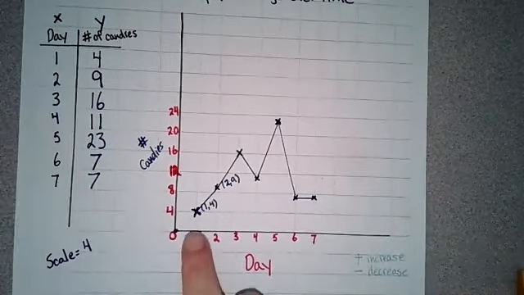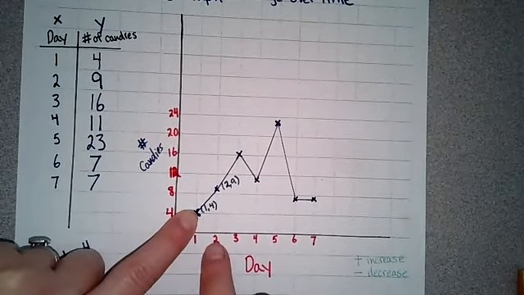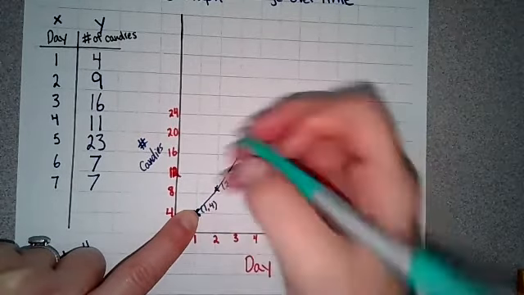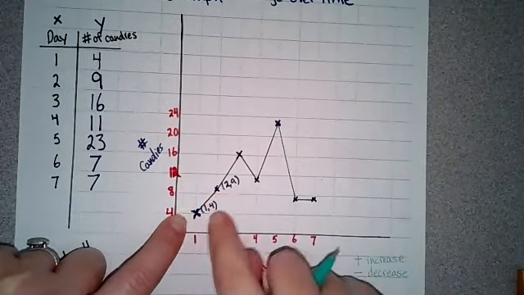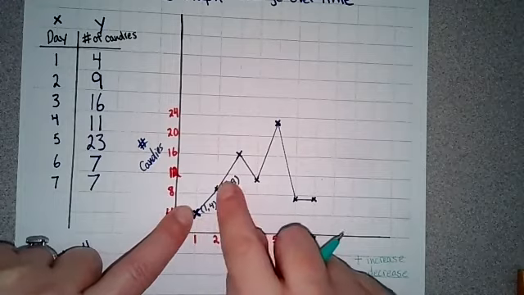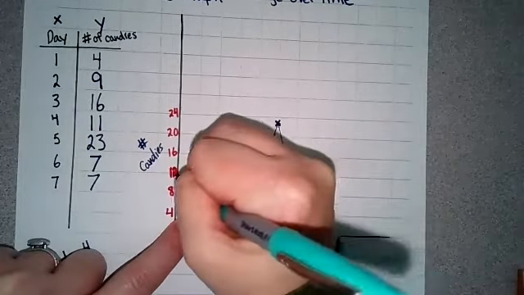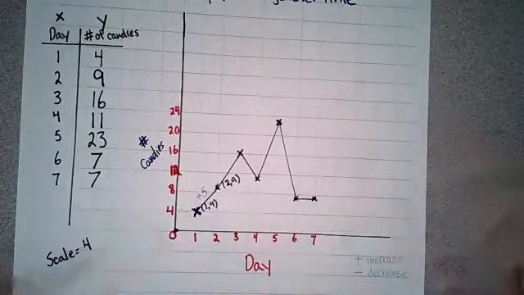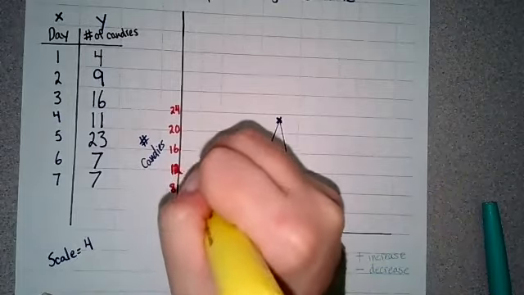Okay, so we're looking at day 1. Day 1 is 4. And then on day 2, it went to 9. So right here, I'm going to label the change, the interval. So from 1 to 2, it went from 4 to 9. So that is an increase of 5. And I like to have my students highlight their intervals.